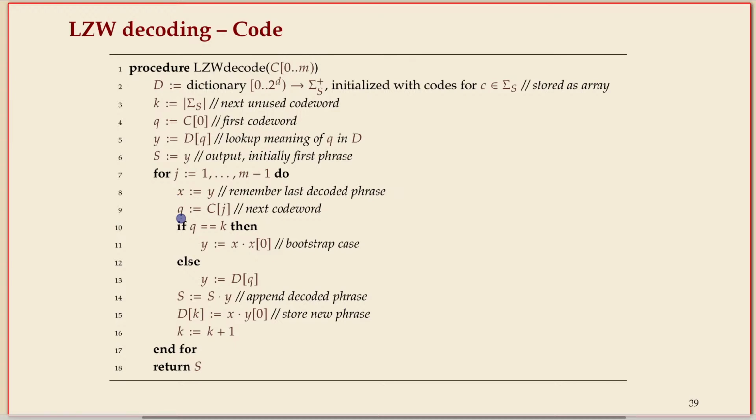We look at the next code word. And then if that code word is the special case, where we're trying to use the code word that we're just about to write to the dictionary, then we know Y is of this special form. We know what to do. And otherwise, it's one that we added earlier, so we can look it up from the dictionary. Then we add that to our source text, and store the new phrase.